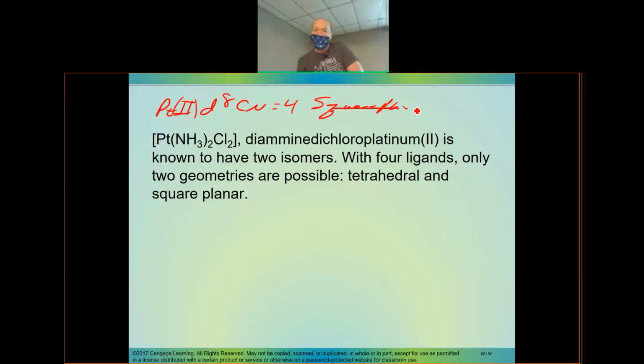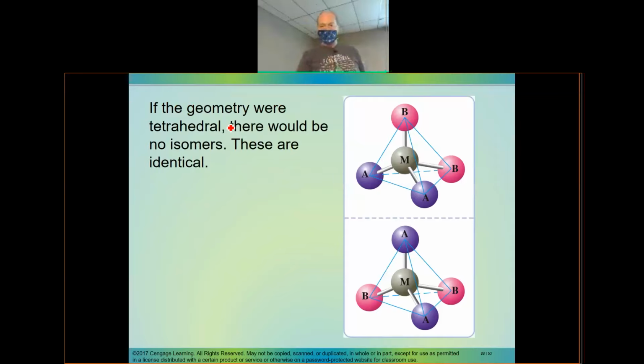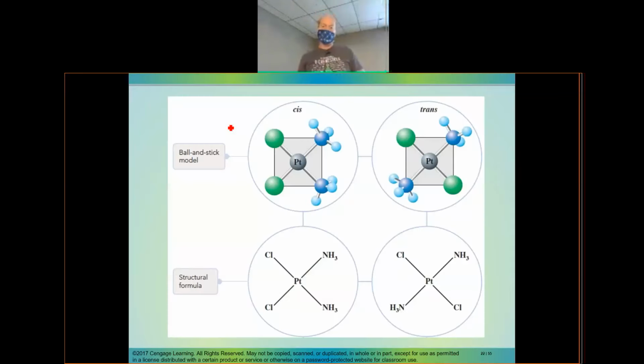Now, when you are square planar, then you can have geometric isomers. So for square planar, you can have cis and you can have trans. If you have your square planar, you can have your chlorines that are 90 degrees away, which is cis, or you could have your chlorines 180 degrees away, which is trans. So you can have cis and trans for square planar.